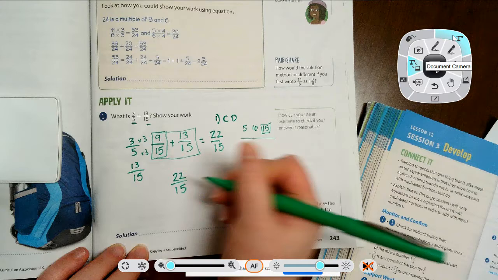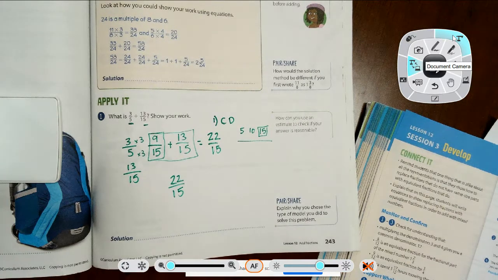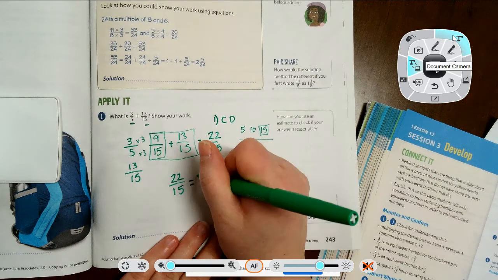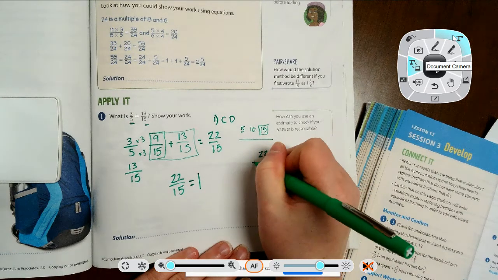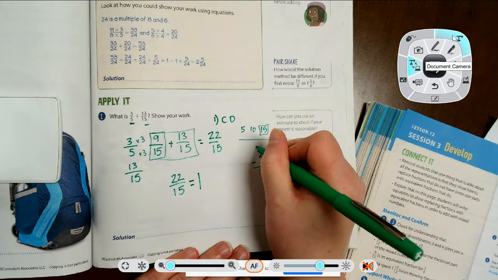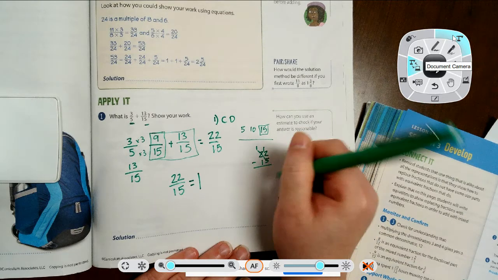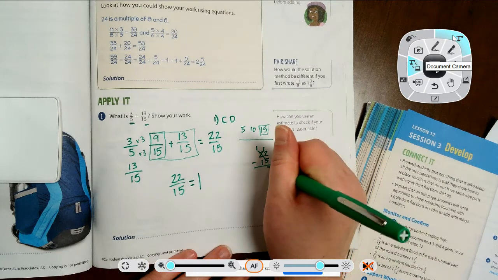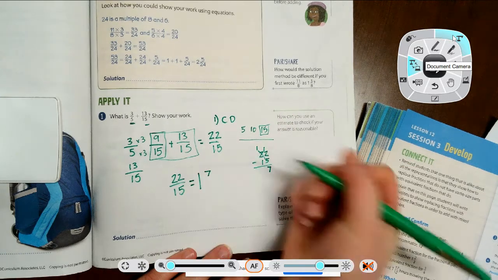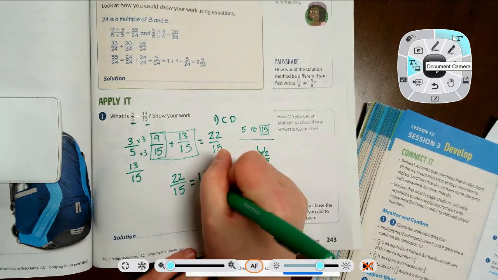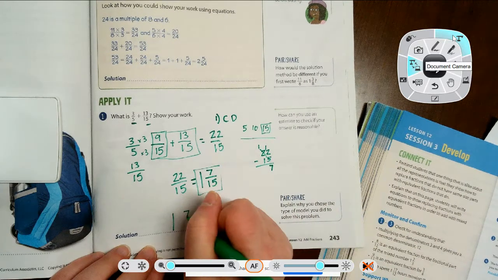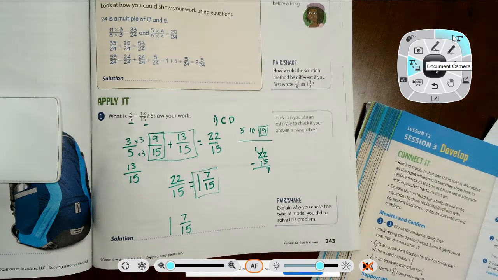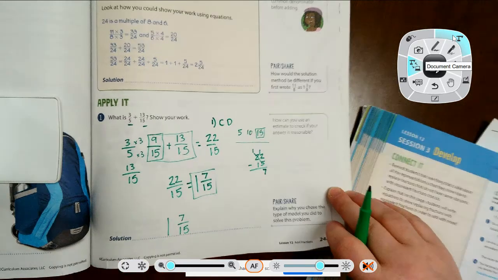We all know how to make a mixed number. I know I can make a mixed number because my numerator is way bigger than my denominator. So I know that 15 can go into 22 one whole time. But how many would be left over? So I might want to go like this, 22 minus 15 over here to help me out. So 12 minus 5 would be 11, 10, 9, 8, 7. There'd be 7 left over. And then I bring my denominator over. So that would be my answer, 1 and 7/15. Okay. Boom.